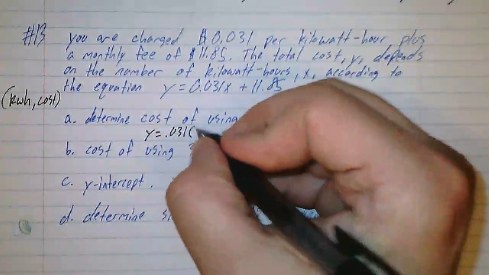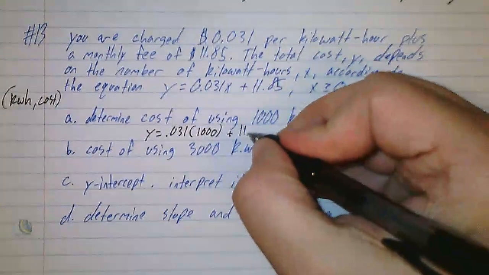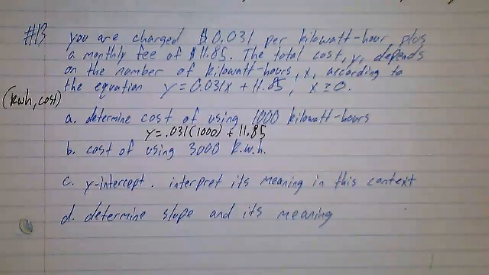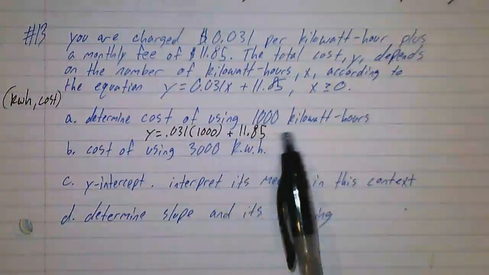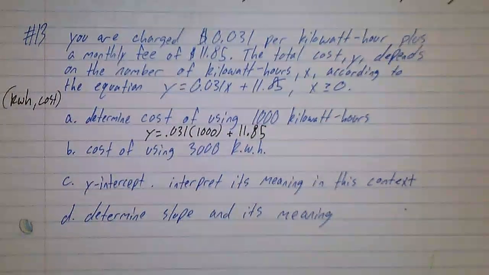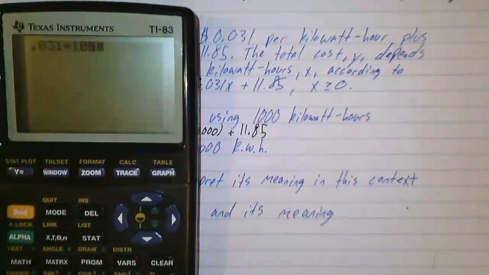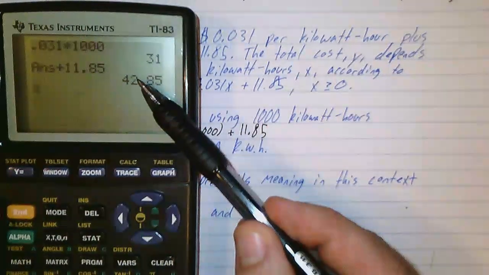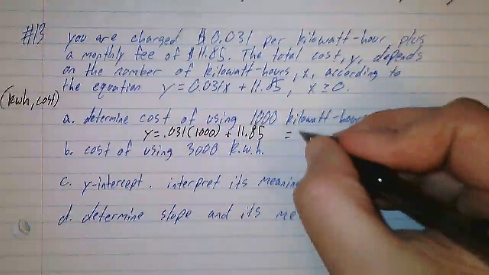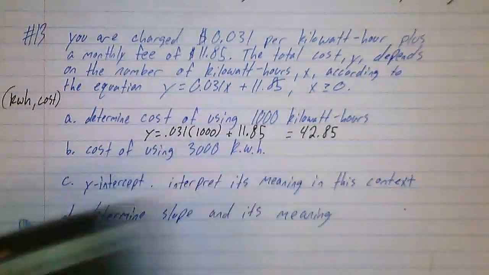So 0.031 times 1,000. And then this 1185, that's like a y-intercept, and y equals mx plus b. That's a one-time fee every month that doesn't change. I think in the question they called it tax, but it's a separate fee that does not depend on the number of hours. So we could put this in the calculator: 0.031 times 1,000, and then add 1185. And that's what we get as an answer, $42.85. You could do this all in one step if you wanted to, but I do it in two.